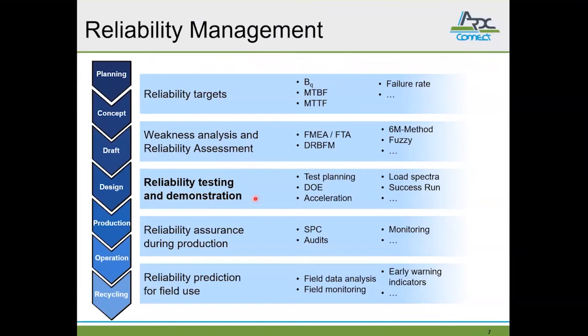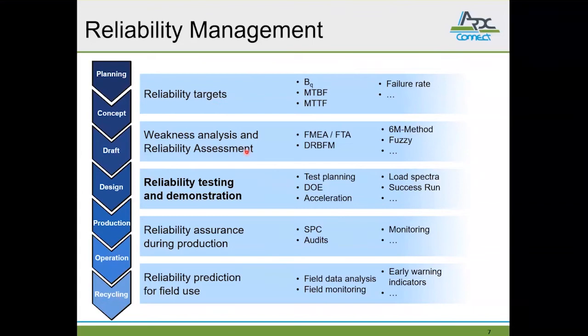And as you can see right here, we have reliability methods for every stage of the product development process. And I think it's quite clear that to ensure the development of high quality products, we have to address reliability at every stage, all along the product life cycle. So not only the product development process, it's the whole life cycle, as you can see here in the operation and recycling. So starting with the reliability planning, we have to set up targets.